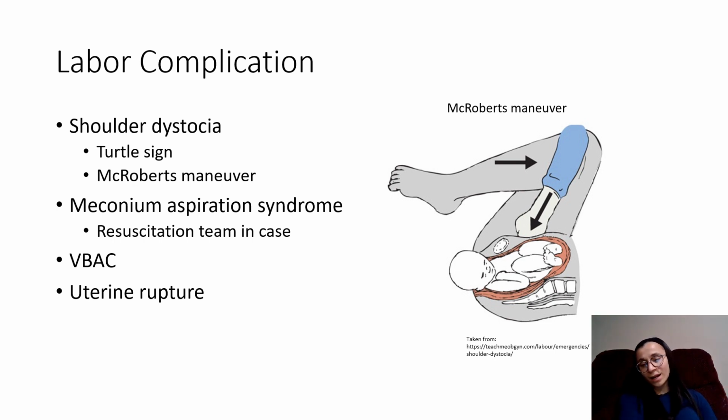Another labor complication is VBAC, which is vaginal birth after C-section. Once the mom has had a C-section, she has an increased risk of uterine rupture. So you don't want to induce this patient or make them go into labor quickly to do a vaginal birth, and a lot of doctors won't do a vaginal birth after C-section. The next complication is uterine rupture, where you'll see signs of abnormal fetal heart rate, consistent abdominal pain, a loss of fetal station, and loss of contractions.